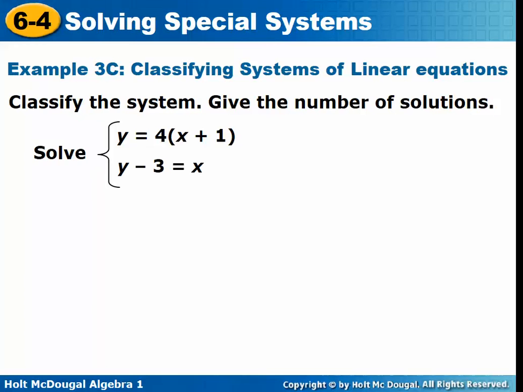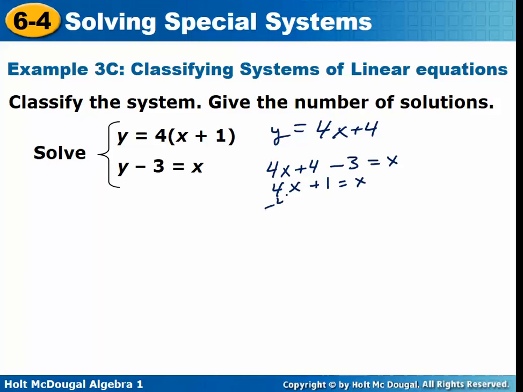All right, how should we do this one? Let's do this one by, first I'm going to simplify the top equation to y equals 4x plus 4. And then now that I know what y is, I'm going to use substitution and plug that into the bottom. So I'd have 4x plus 4 minus 3 equals x. So that's 4x plus 1 equals x.